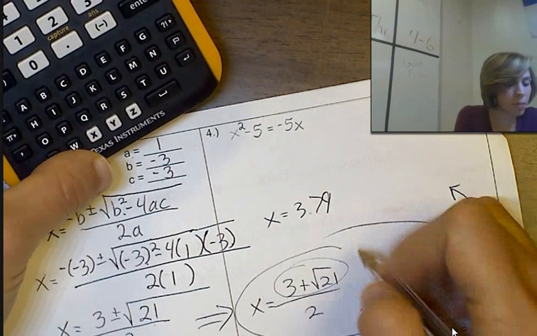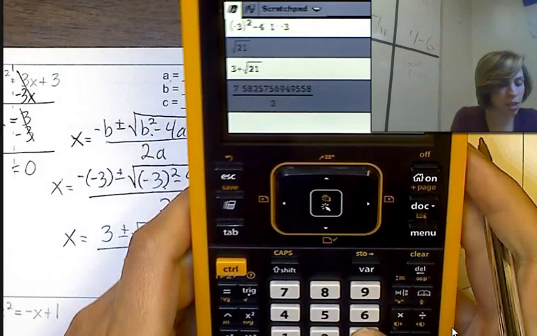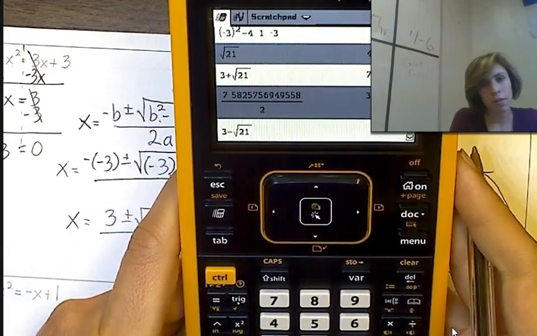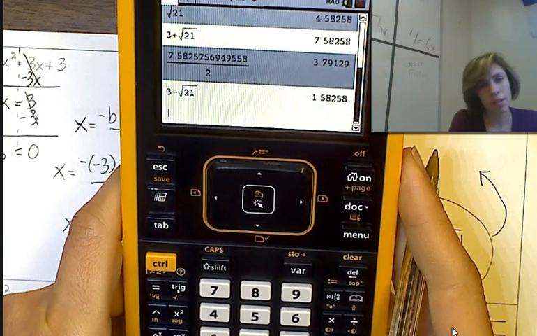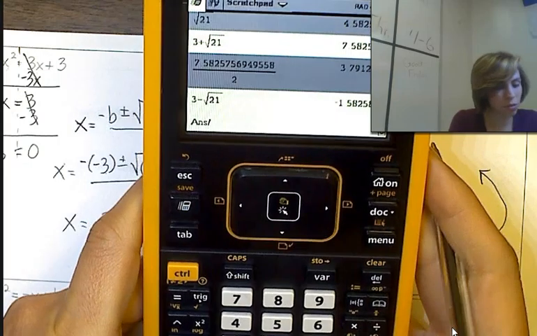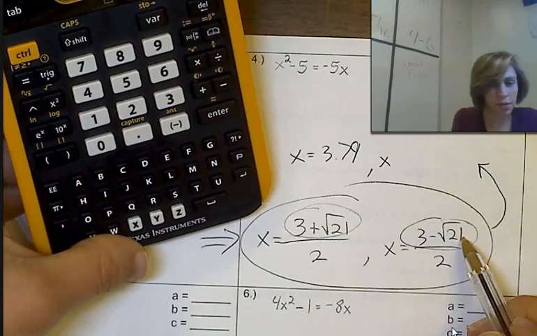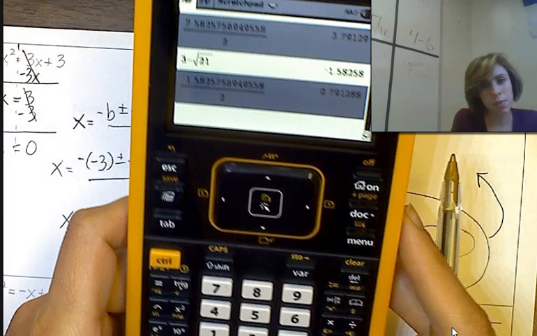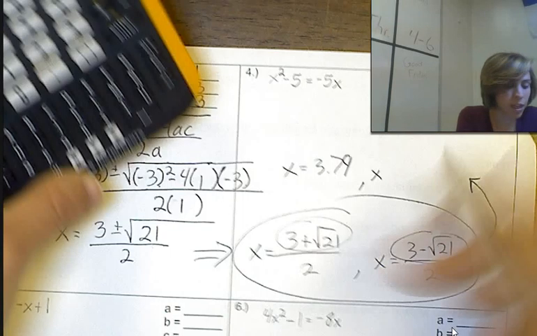So now I'm going to do the one where I'm subtracting the square root of 21. So again, I'm going to put in 3 minus square root of 21. That'll give me negative 1.58258. I'm going to divide that by 2, because that's what it's telling me to do here. Divide that by 2. Put this in, I got a number. Now I'm dividing by 2. Hit enter. Gives me negative 0.79 if I round it to the hundredths place. So that's my next answer.